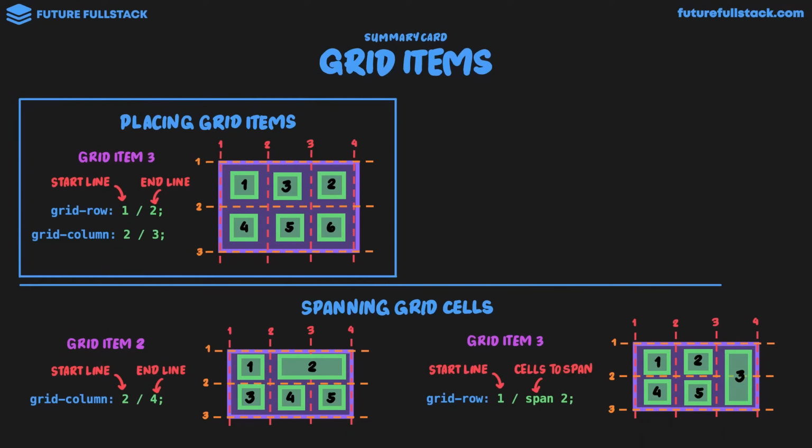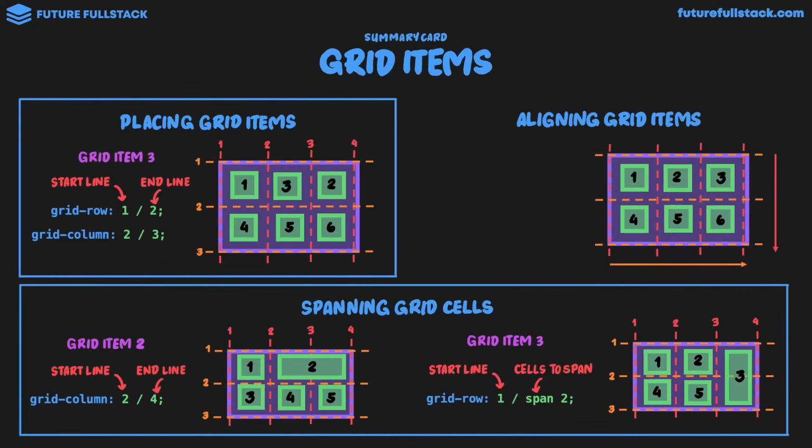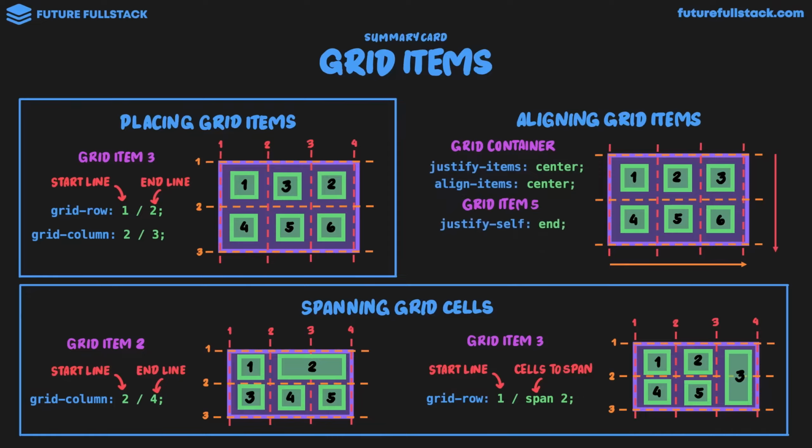The last concept we looked at was aligning grid items, where we saw we could override the alignment of specific grid items. In this case, our grid container has justify items and align items set to center. On grid item 5, we can set the justify self property to end, which will position grid item 5 along the row axis. In this case, the value is end. So it's going to move grid item 5 to the end of the grid cell along the row axis.